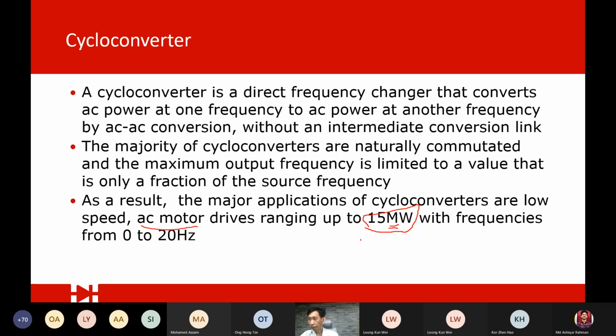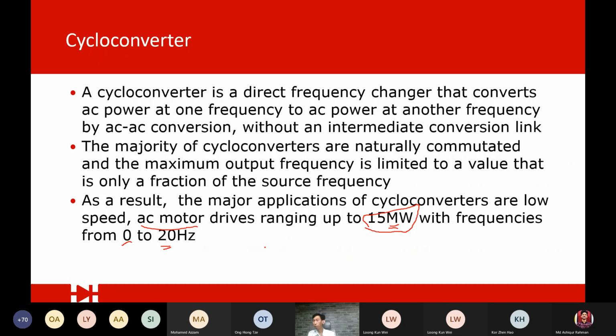It controls the frequency usually between 0 to 20 hertz. As we know, our frequency is 50 hertz or 60 hertz. So in fact that is pretty high speed, because if you multiply 60 by 60, you actually get 3,600 RPM. That is a very, very high speed.